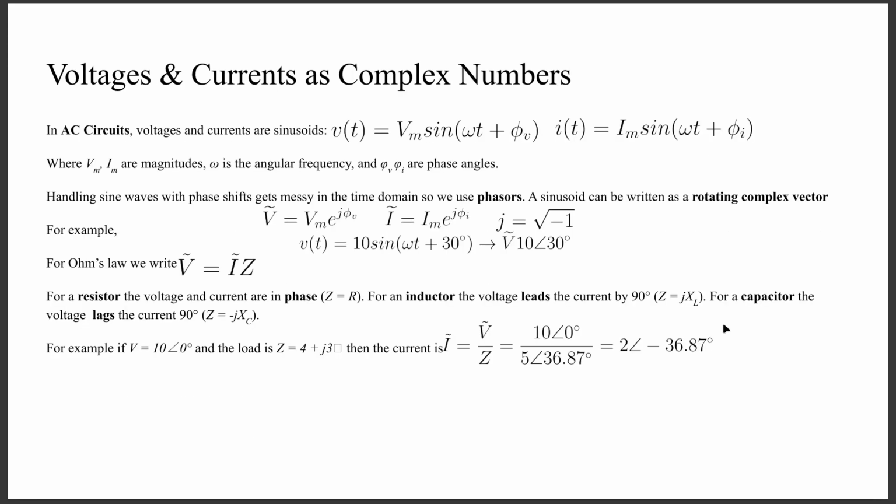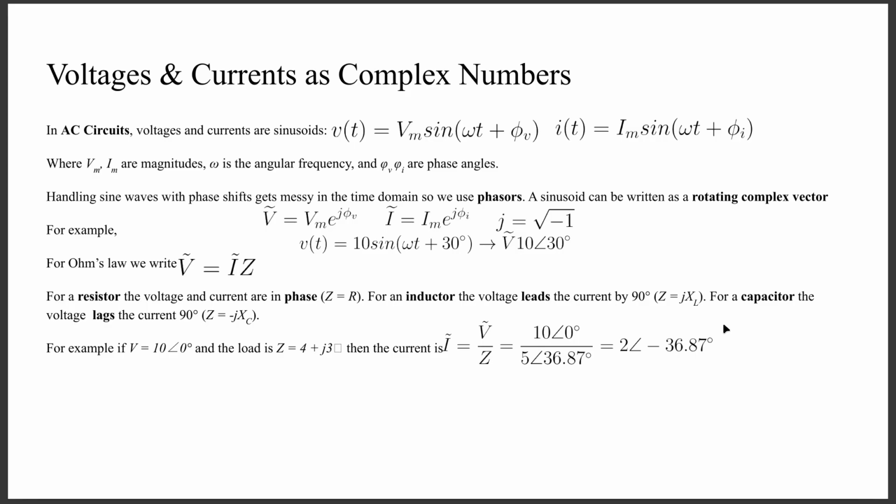Voltages and currents as complex numbers. In AC circuits, voltages and currents are sinusoids. V of t is equal to V magnitude sine of omega t plus phi v, and I of t is equal to I magnitude sine of omega t plus phi i, where Vm and Im are magnitudes, omega is the angular frequency, and phi v and phi i are phase angles.